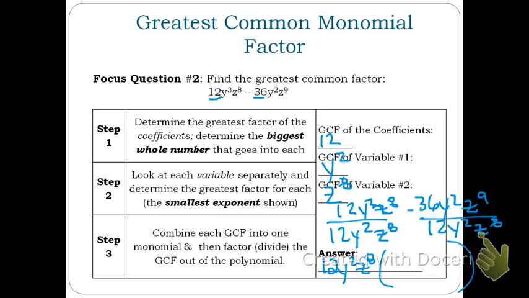And reduce those fractions. So 12 over 12 is just 1. Y over y squared will cancel out. Z to the 8th over z to the 8th would also cancel out, so you just have the 1 there. Minus 36 over 12 reduces to 2. The y squares cancel out, and we have z to the 9th over z to the 8th, so that would just equal z.